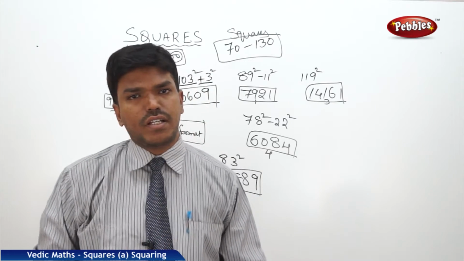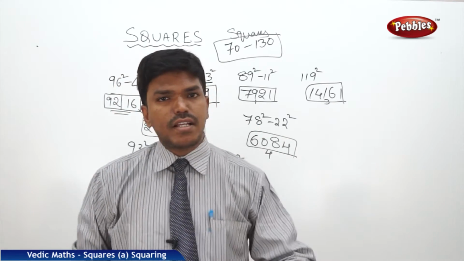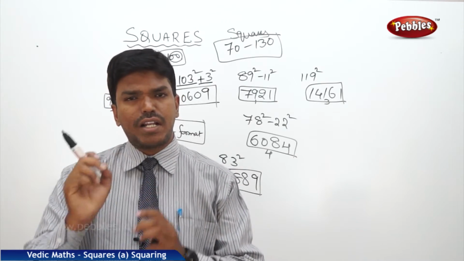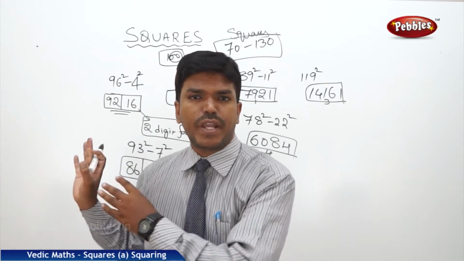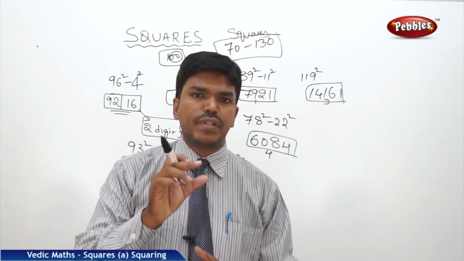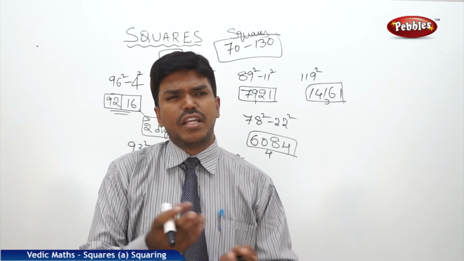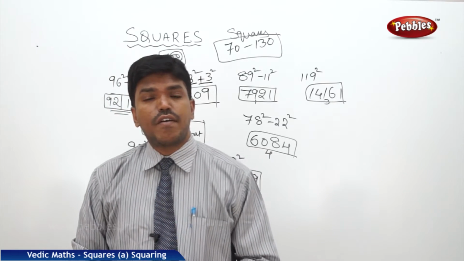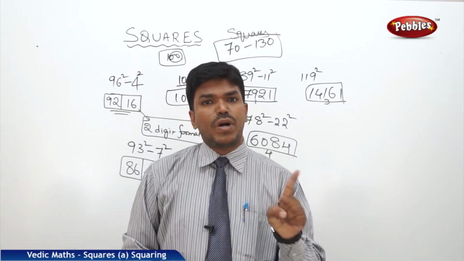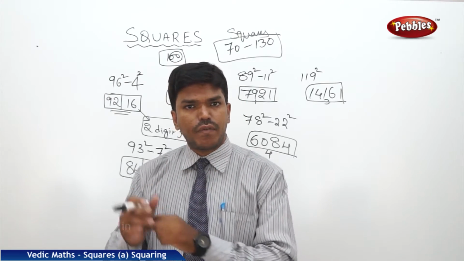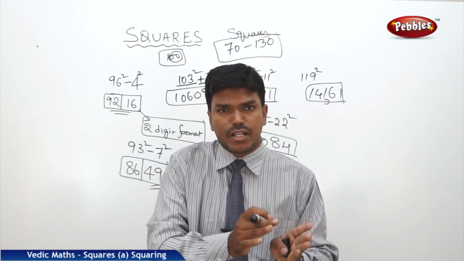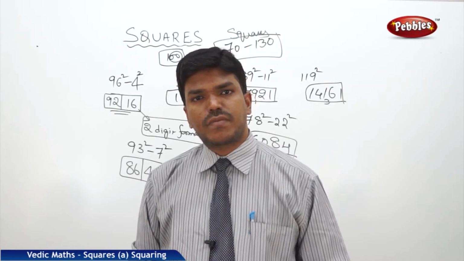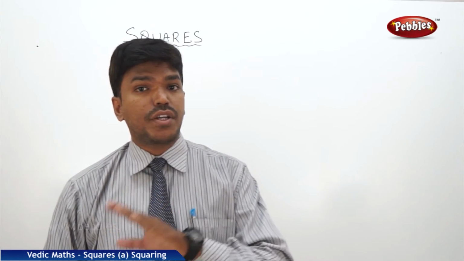And you do one thing, take some random numbers from 70 to 130 and try to find out the squares in this way. And compare with the original answers in any other method as you like. Now we will discuss the squares from 30 to 70. What we discussed now is only from 70 to 130, right? Now we will discuss how to calculate the squares from 30 to 70.